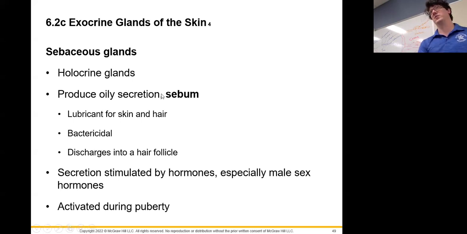Sebaceous glands are where we're going to make sebum. This stuff is fun. It is a very stinky substance, but it's a lubricant for our skin and hair. It kills bad bacteria on the surface of the skin. Not good bacteria. We actually have good bacteria, like resident bacteria on our skin that eat sebum just fine. But bad bacteria, or many bacteria, don't like it. So it does kill some of them. And it discharges directly onto the hair follicle. This is part of what keeps our hairs nice and smooth.